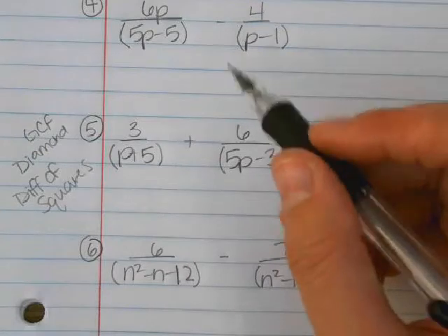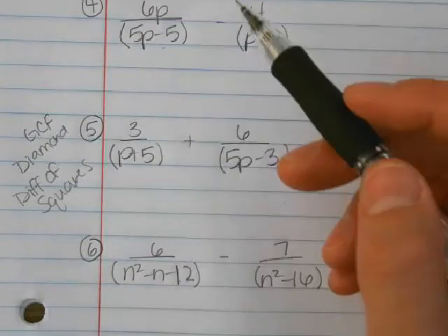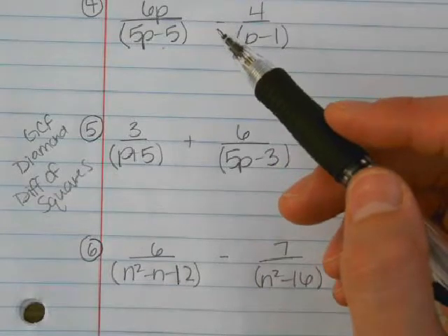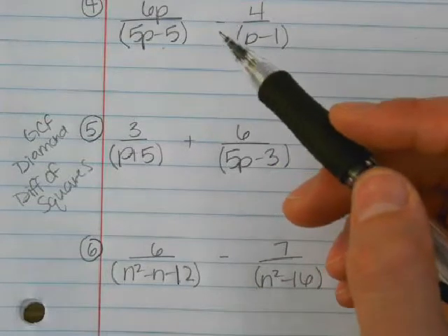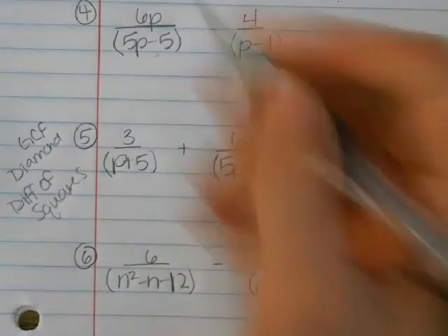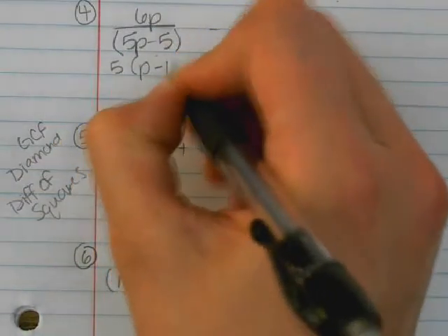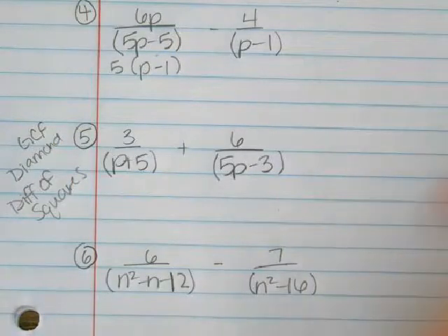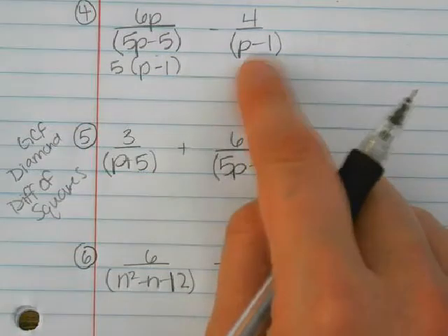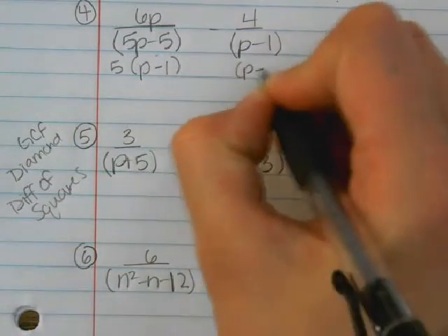So for number 4, how do we factor that first denominator? It's not difference of squares. It's GCF, yeah, it's the other one. So we have a GCF of what? 5. We can take out the 5. And then what is left over? P minus 1, good. Can P minus 1, this one over here, be factored? No, so that is the factor.